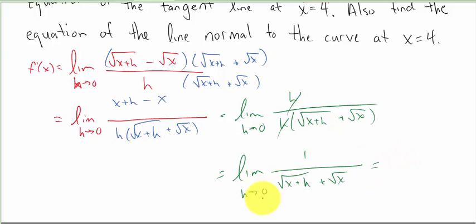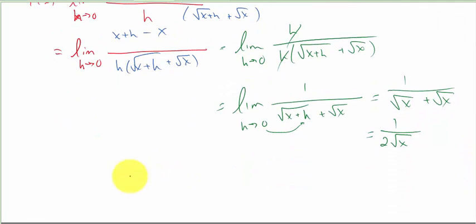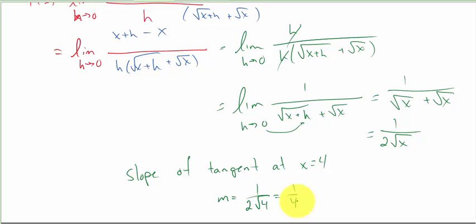So now we can do our direct substitution. We put the 0 in for h. That first term in the denominator approaches square root of x plus square root of x. Our derivative is 1 over 2 square root x. So the slope of the tangent at x equals 4 will be m equals 1 over 2 times square root of 4, also known as 1/4.